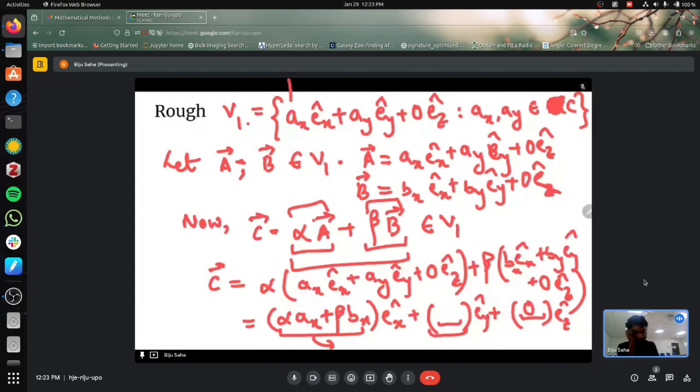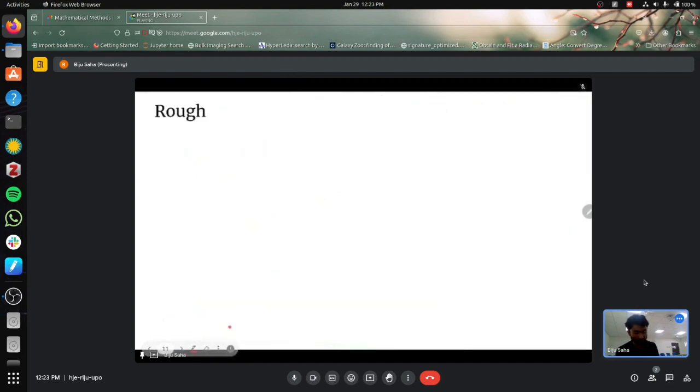So what we conclude is that again C has a form which is the same as A and B. So C belongs to the subset V1. So that verifies my closure property, which was the first and second property to be a vector space. So now let us go about checking whether there is any identity element or not.